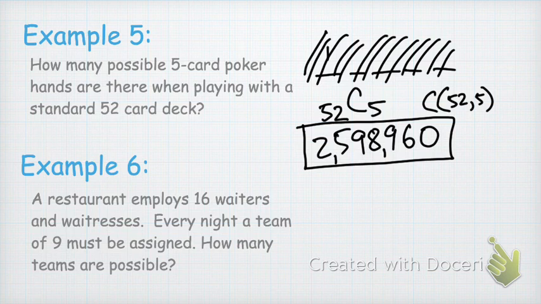All right, let's see. We have a restaurant. They have 16 waiters and waitresses, and every night a team of 9 has to be assigned. So, how many different teams are possible? Assuming that it doesn't matter what order people are assigned, this is just a combinations question. Out of 16 waiters and waitresses, we need to choose 9 of them. So 16 choose 9. And again, good candidate for a calculator. 16 choose 9 is 11,440.